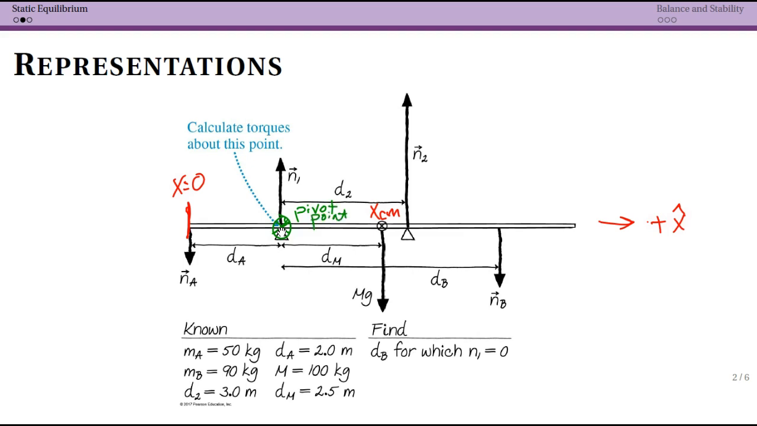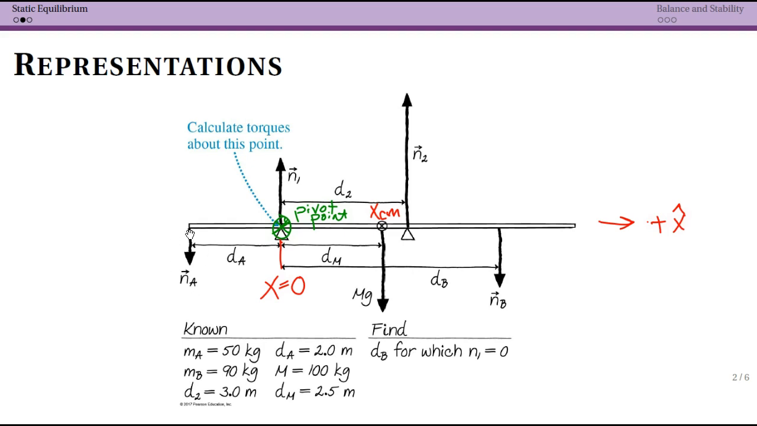Now, if you're going to do that, you actually probably want to change your coordinate system. And instead of having x equals 0 there, use x equals 0 here. Have it be at your pivot point.